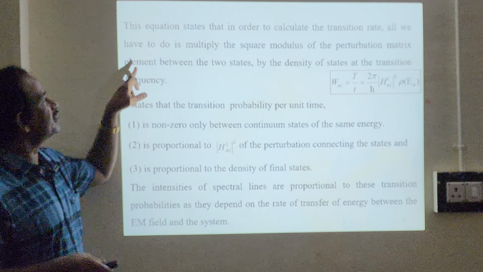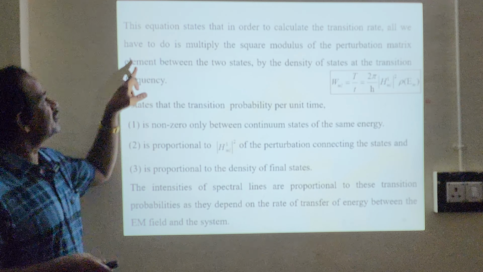The intensity of spectral lines, so this is what I said about Niels Bohr's contribution. Niels Bohr contributed with a lot of data about the hydrogen atom. The intensity of spectral lines are proportional to these transition probabilities. This is the contribution given by Werner Heisenberg. This contribution is given by Niels Bohr. So both match with each other. One is the experimental side, another one is the theoretical side. Probabilities depend on the rate of transfer of energy between the electromagnetic field and the system. So, light in touch with matter. A very famous and good example.